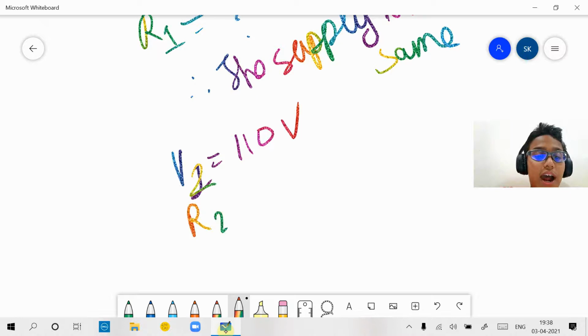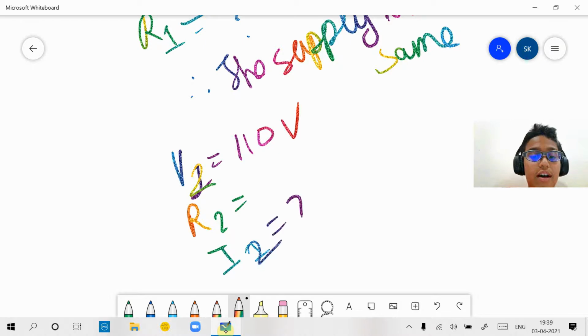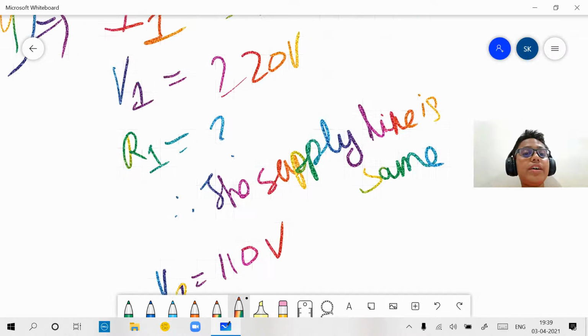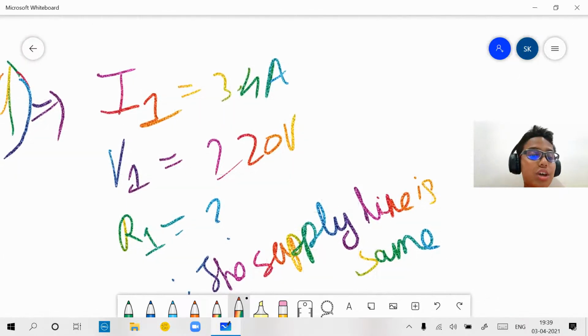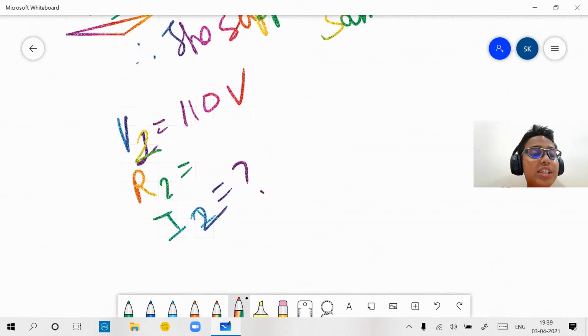V2, not R2, we will find out now, and I1 is, I2 is question mark, you have to find that. It's an easy question. First let's solve case one. So here let's find the resistance. As we find this resistance, the same resistance will be in R2 because the supply line is same.